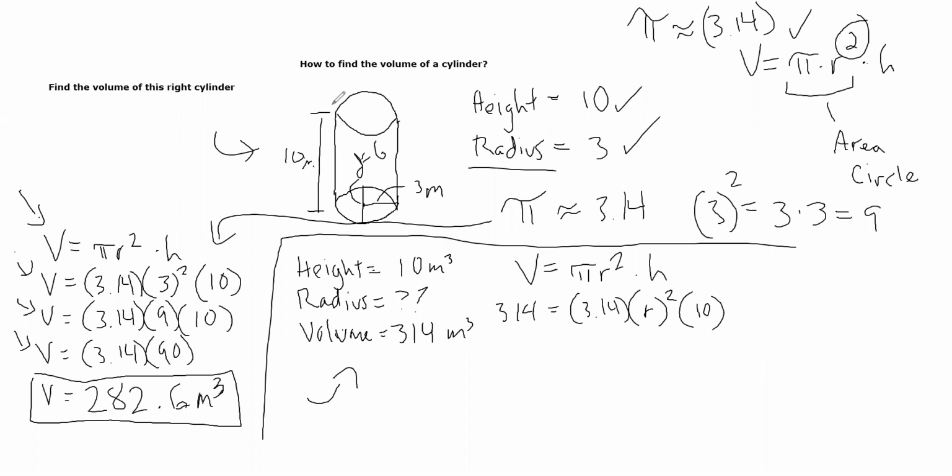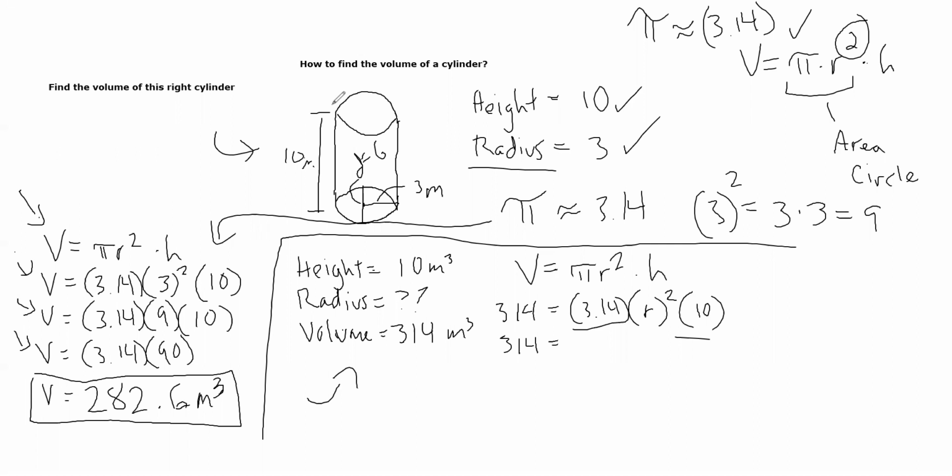Okay, so 314 is equal to 3.14 times R squared times 10. Okay, so what do we do now? I'm going to leave the R squared alone, right? I'm going to bring this down, 3.14, and I'm going to multiply 10 times the 3.14 because all these numbers are basically multiplying. R has its own thing going on, but it's essentially whatever R squared is, it's essentially going to multiply by the others.